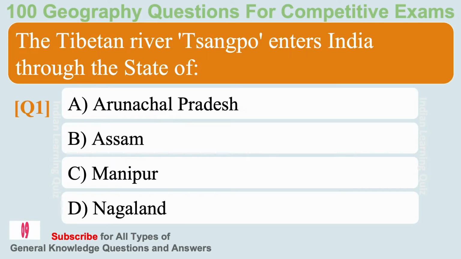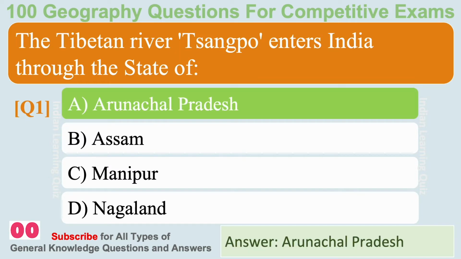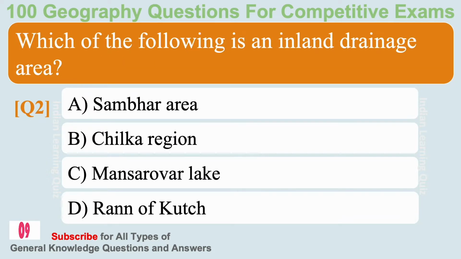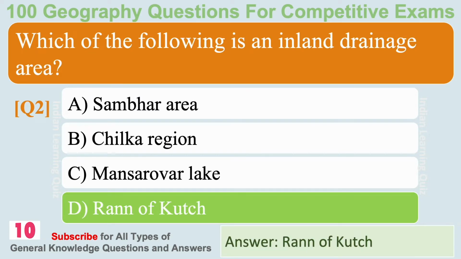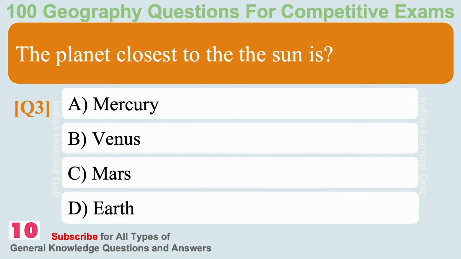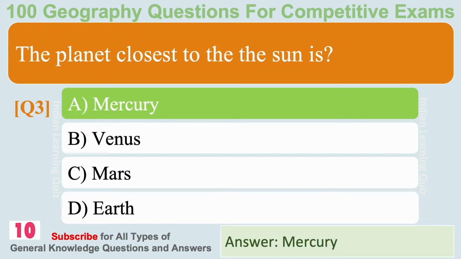The Tibetan river Tsangpo enters India through the state of... Answer. Arunachal Pradesh. Which of the following is an inland drainage area? Answer. Rann of Kutch. The planet closest to the Sun is... Answer. Mercury.